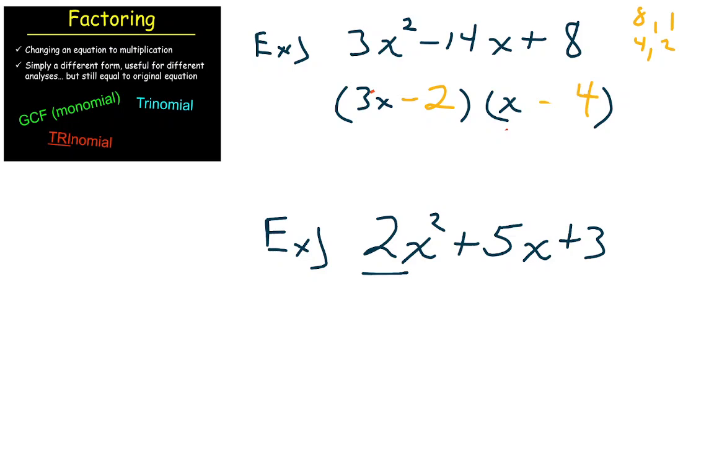Trinomial. It's got a coefficient. Whenever you have a coefficient, you have to be prepared to do a little bit more thinking. Now, first thing you got to think about is that it's got to be a 2x and an x. That's the only way to get a 2x squared.